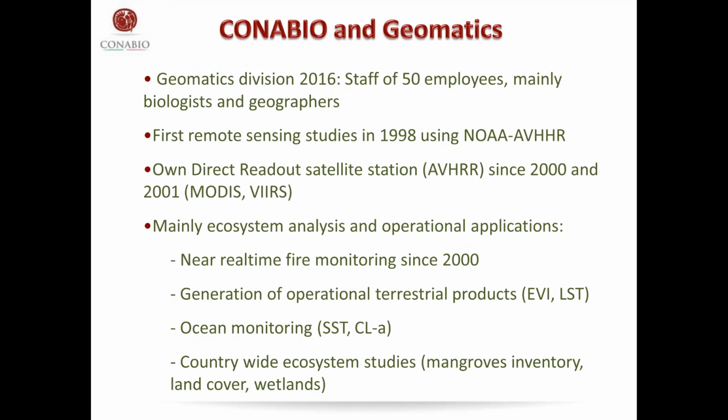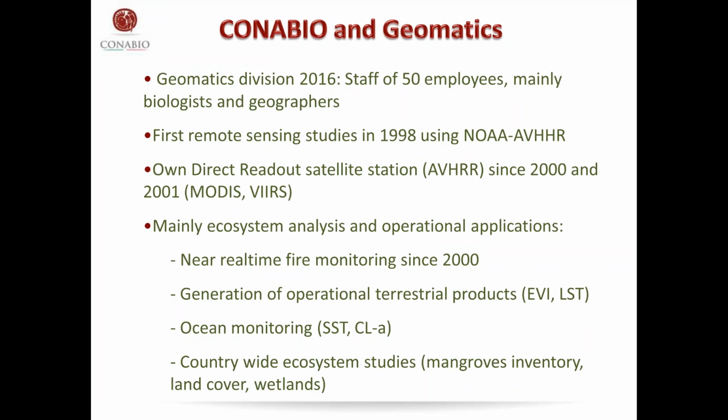And we are using the information we are gathering from our own stations, but also from other satellites such as RapidEye, for different applications. One of the most important applications is near real-time fire monitoring, which we have been doing operationally since the year 2000. We are generating a variety of operational terrestrial products which we provide to our customers, free of charge, of course, for example land surface temperature or vegetation index.